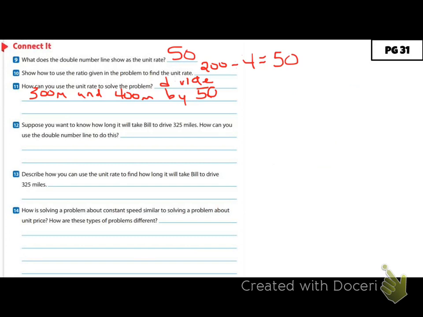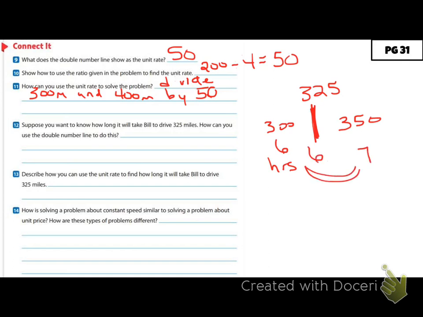Okay, so number 12. Suppose you want to know how long it will take Bill to drive 325 miles. How can you use the double number line to do this? Well, it gives you 300 and 350 on the double number line. And where does 325 fall? It falls right in the middle. Halfway between 300 and 350 is 325. So you go down here to the hours, which this one would be 6, this would be 7. What falls right in between 6 and 7? 6.5. So you just explain that.